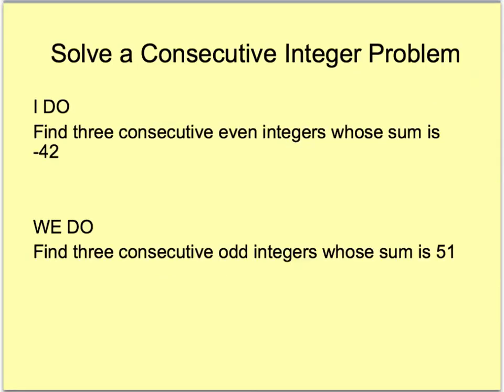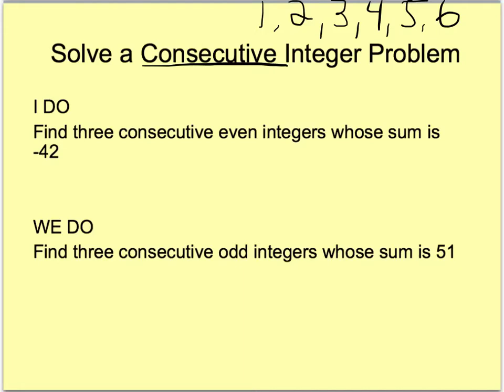Okay, let's look at some consecutive integer problems. So the word consecutive means one after another, okay? So if I'm looking at consecutive numbers, I have 1, 2, 3, 4, 5, 6. They go in a row. They go right after each other. 1 and 2 are consecutive, 2 and 3 are consecutive, 3 and 4 are consecutive, and so on.